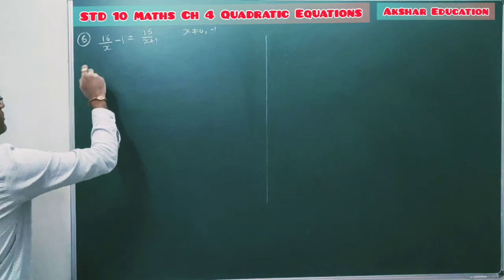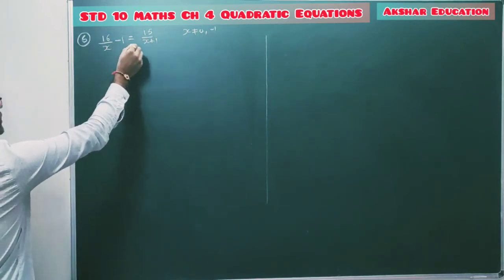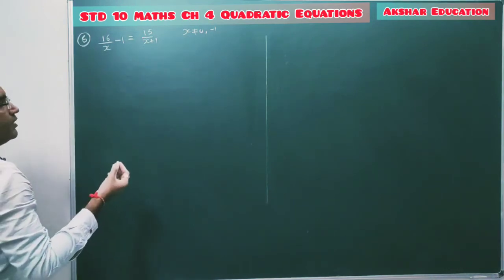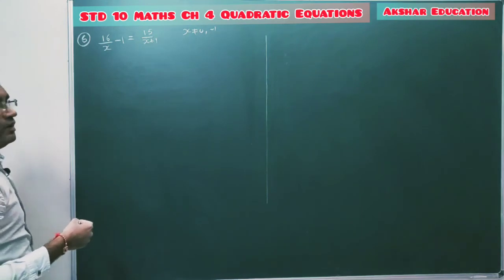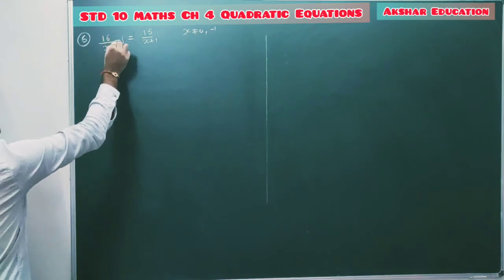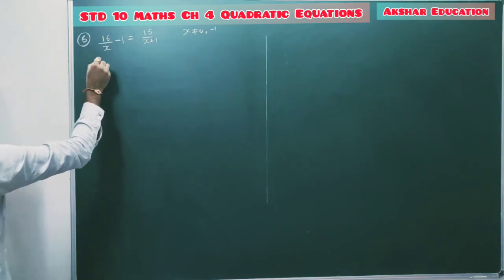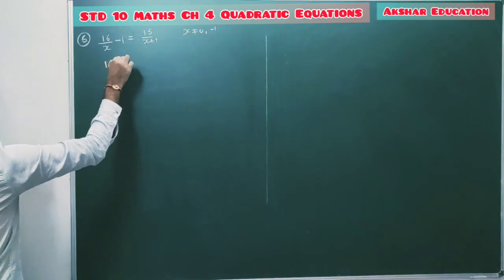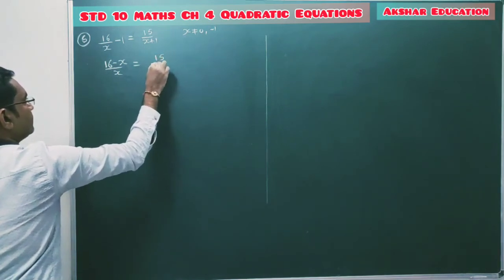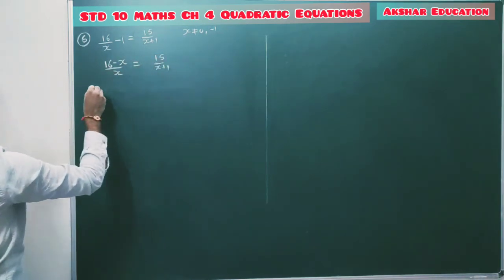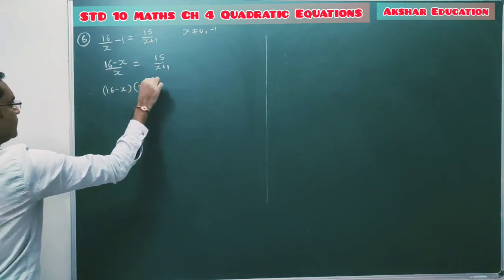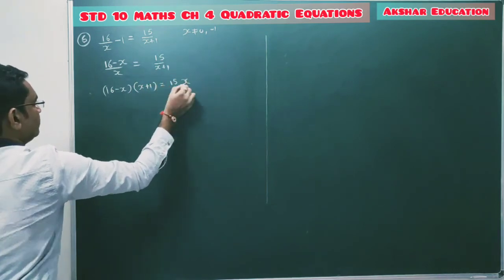Now students, consider this question number 6. 16 upon x minus 1 equal to 15 upon x plus 1. So first we have to solve this equation by using the general formula, quadratic formula. For that we have to convert this equation into standard form. So perform cross multiplication. So it will be 16 minus x divided by x, and this is equal to 15 upon x plus 1. Now cross multiply, so it will be 16 minus x into x plus 1 equal to 15x.